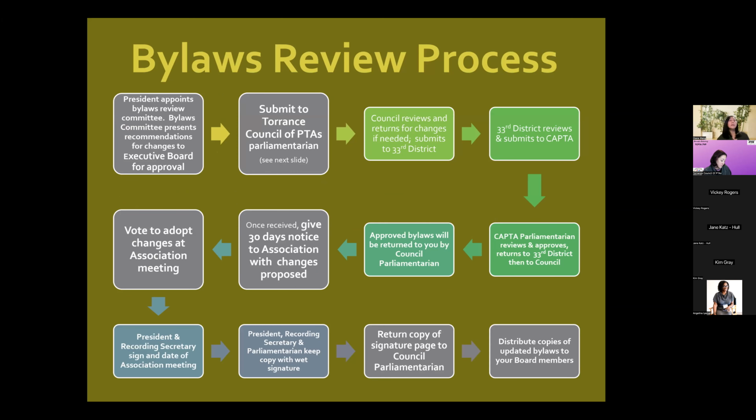If you are doing a bylaws update, you would have your president appoint a committee. The committee would review the bylaws, and that would be led by you, the parliamentarian. You will fill out the form that shows which changes you want to make and submit that to me. I will review it for you and let you know if there's anything that needs to be changed.